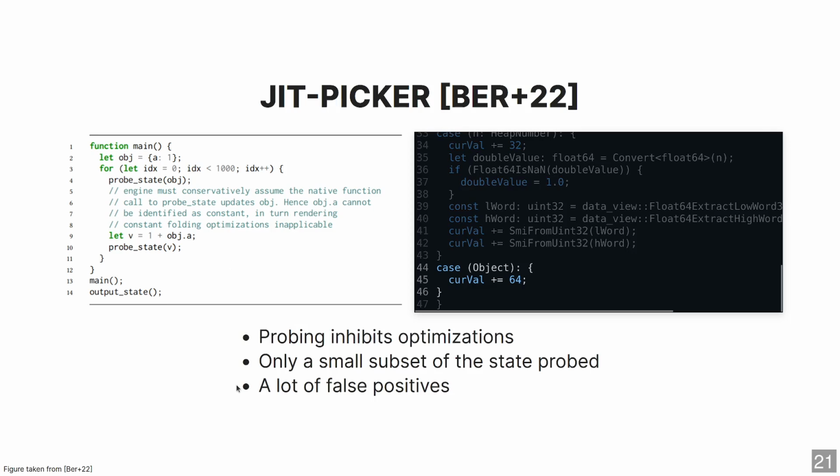Another shortcoming of the paper is that they don't go in depth into objects, at least for the V8 implementation I looked at. All objects are basically equal to each other. What they do is accumulate a hash. So it's not like a console log, but they accumulate a hash over the values that they probed with low probability.